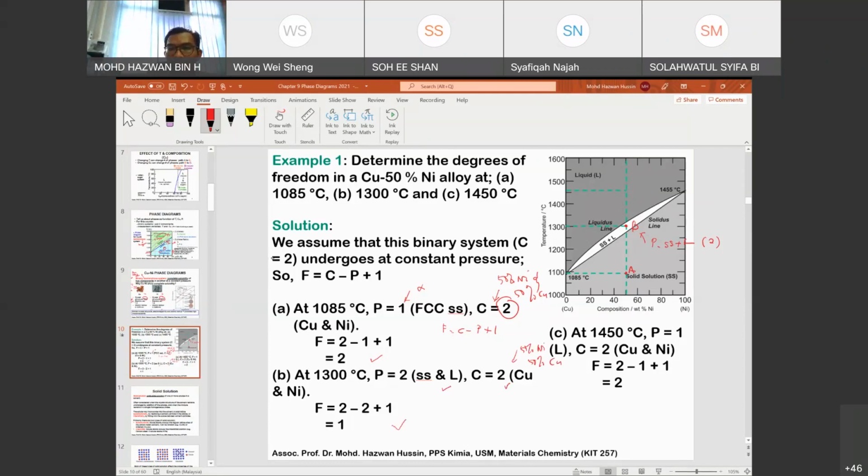Okay, get it? And then finally at point C, still at 50% and at 1450 degrees C. So this is actually the point. You have point C. Phase is equal to liquid, liquid only. So you have 1. Composition is still 2 because it is still 50% of nickel, 50% of copper. So you substitute into the formula, 2 minus 1 plus 1 is equal to 2.